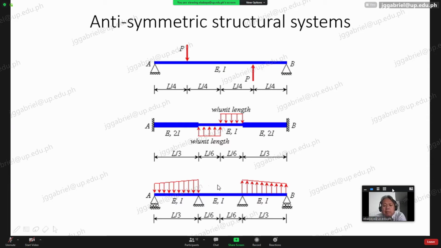Okay, and then this one, they're symmetric in E and I, supports symmetric then. But then, doon sa loading nila, they are anti-symmetric. So these are anti-symmetric structural systems. Okay, nagets natin yan? Do you know the difference now between symmetrical, non-symmetrical, and then anti-symmetrical structural system? Okay?